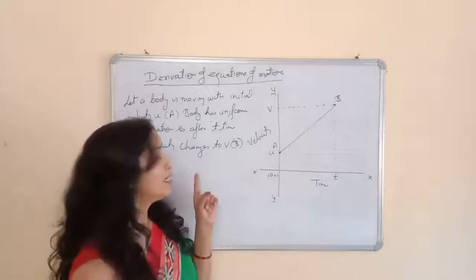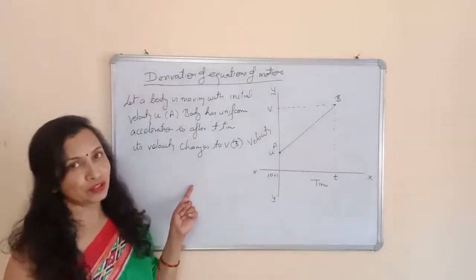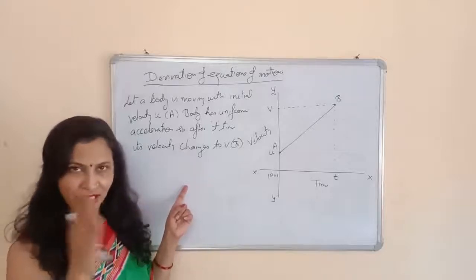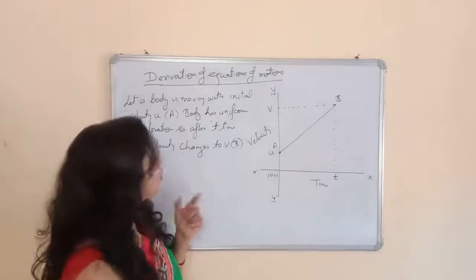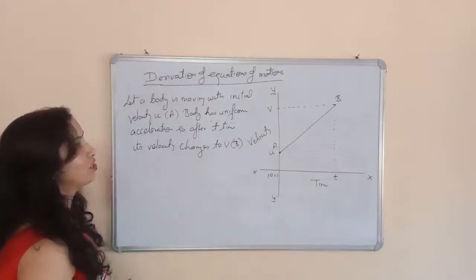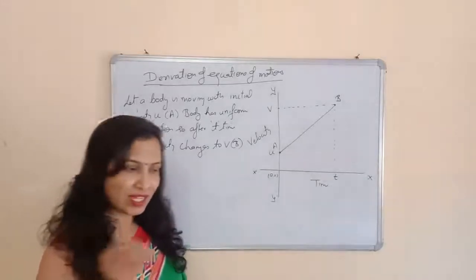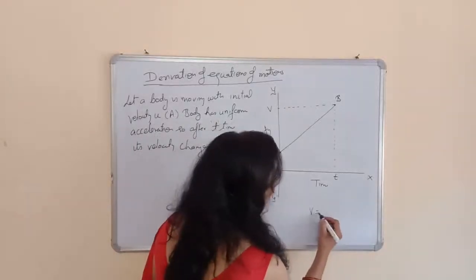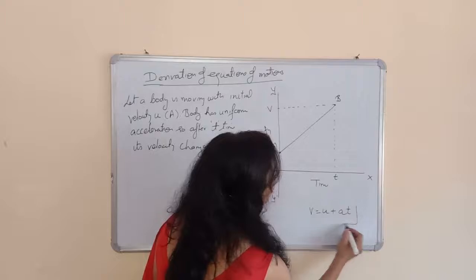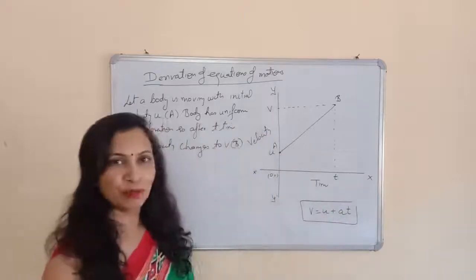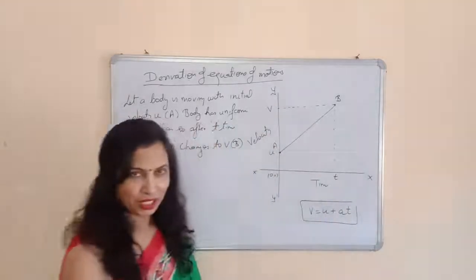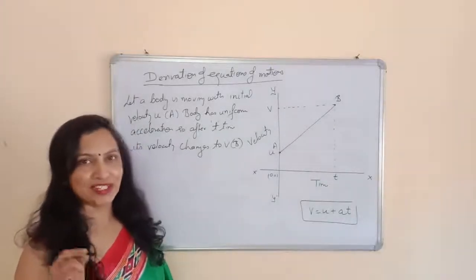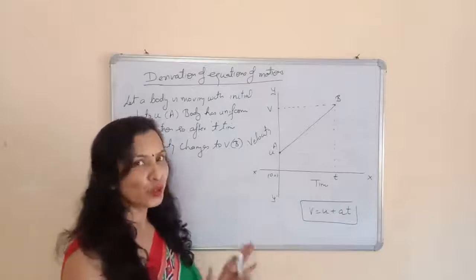I'm writing it here only once because I will explain all three derivations, but you have to write this statement before every derivation. So for the first derivation, we know that it is a relation between the velocity and the time. What was the first equation? V is equal to U plus AT. This is the first equation of motion, and this is a relation between the velocity and the time. So first we are going to derive the first equation of motion, that is V is equal to U plus AT. And it's really so easy.